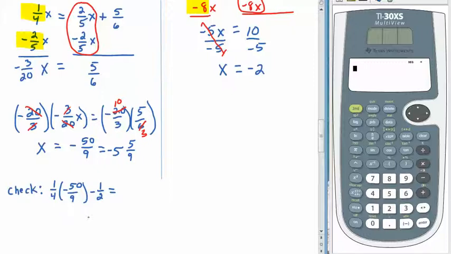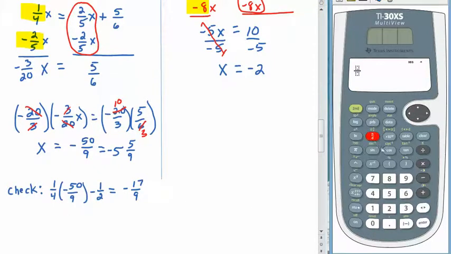What do we have? Take a second again, pause, see if you can do this, try it on your calculator, and then come back. Okay, I came up with -17/9. Just for grins and giggles, let's make sure we can do this on the calculator. So we have a fraction, right? Numerator and denominator. This is 1/4, multiplied by, use those parentheses keys, negative fraction. This is 50/9.